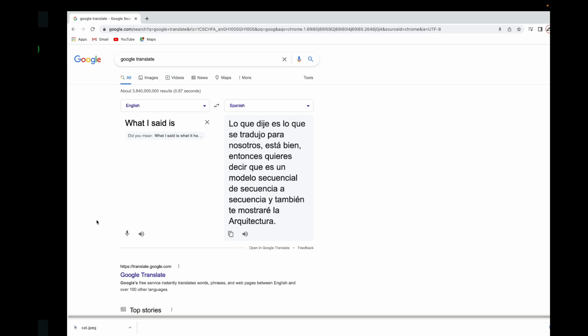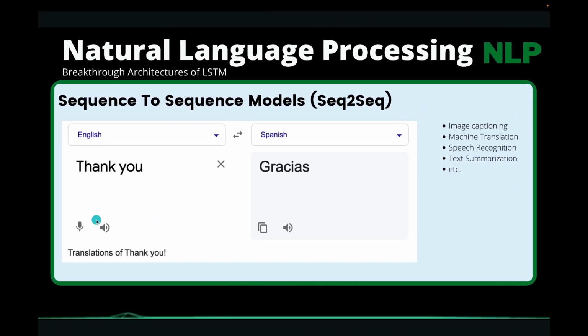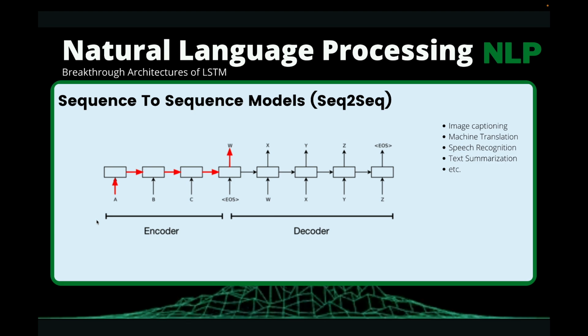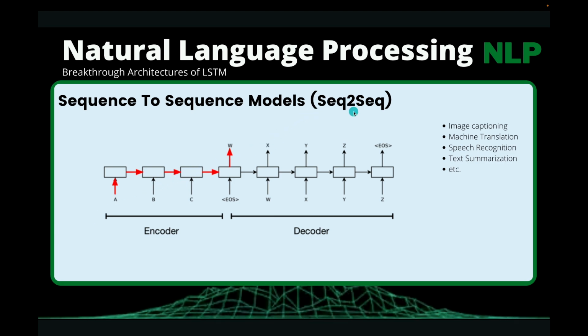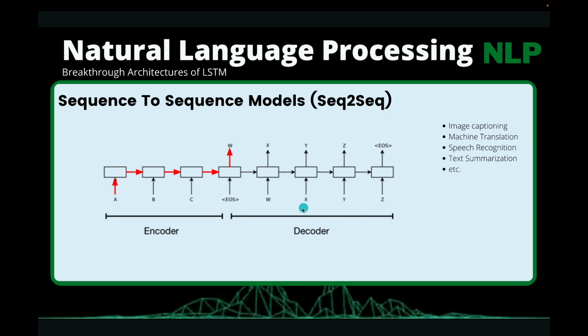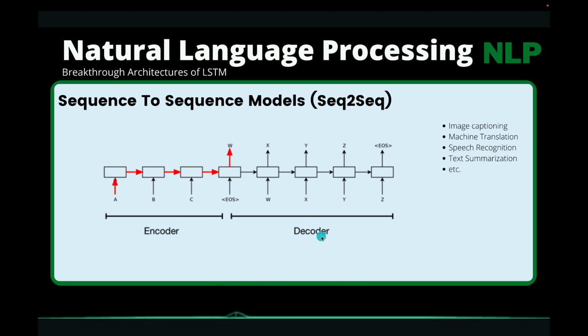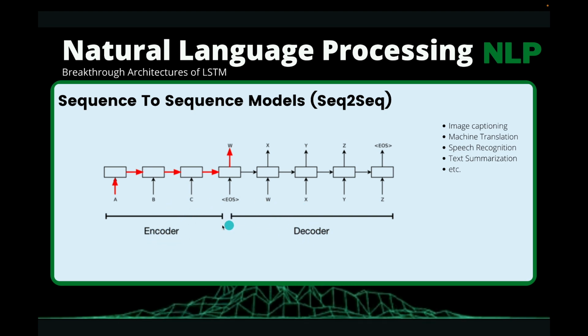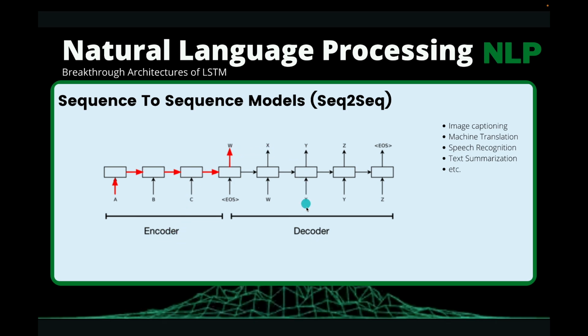All right, so let's go and then see the architecture. This is how sequence to sequence models look. So we have what is called an encoder and then a decoder. Encoder and then the decoder. So you encode something and then it is going to decode it.